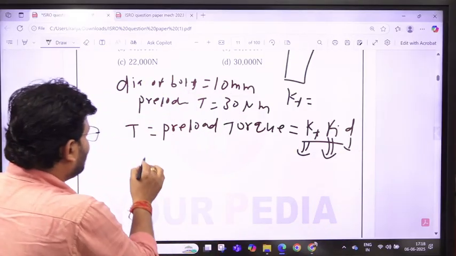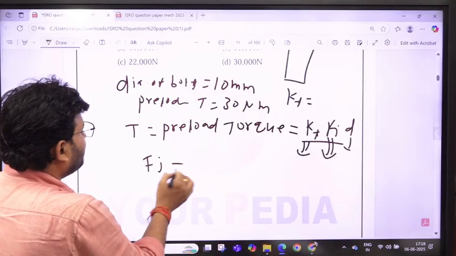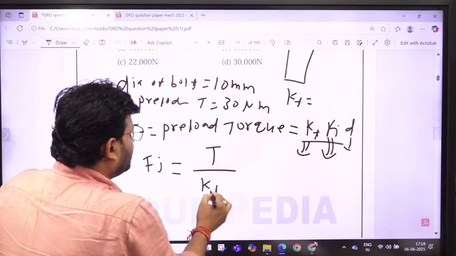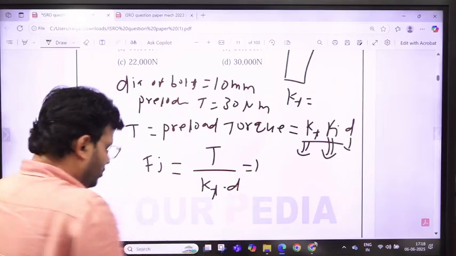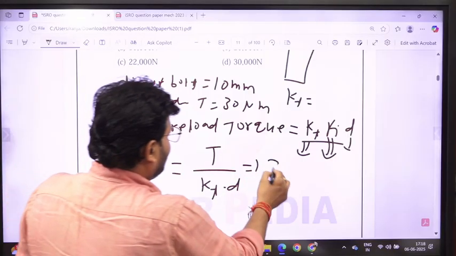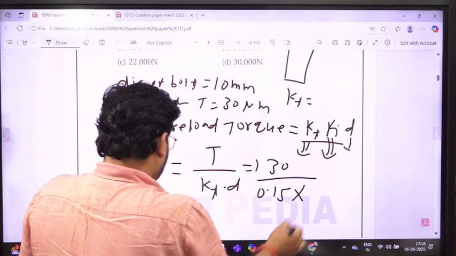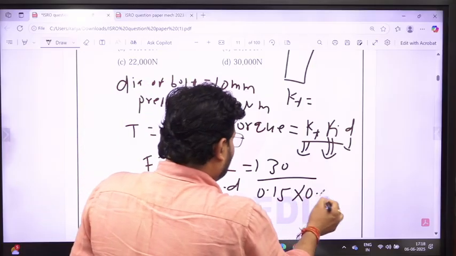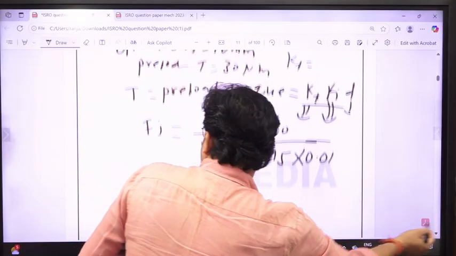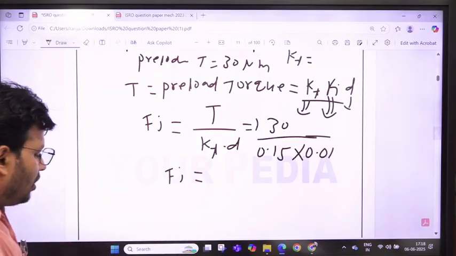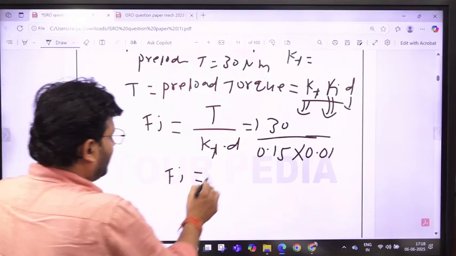From there, can you calculate Fi? In the question the preload torque is known, so Fi equals T upon KT into D. In the question, everything is known. Torque is given as 30, KT is given as 0.15, and D is 0.01. By solving that, we will get Fi. Fi is called the initial preload. It is coming out to be, I think, 20,000 Newton.